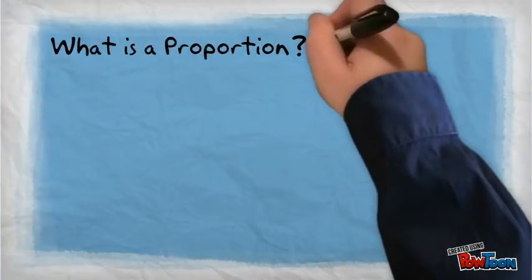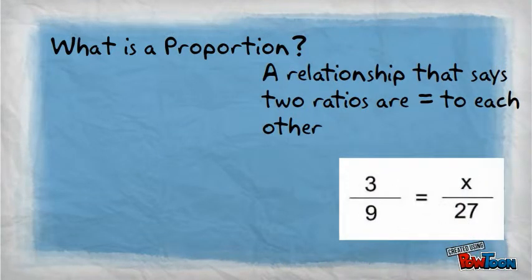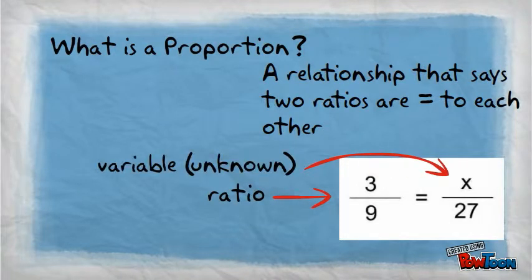Next, we define a proportion as a relationship that says two ratios are equal to each other. Here you see the ratio 3/9 is equal to x over 27, where x is an unknown called a variable. We must solve for x.